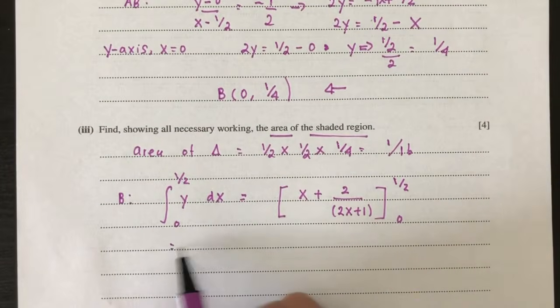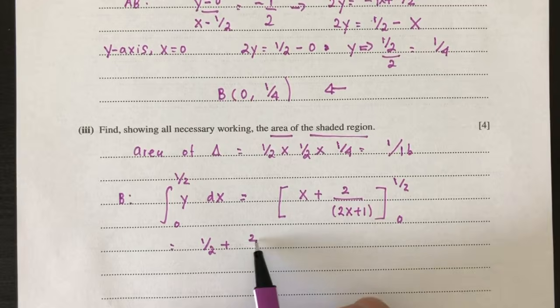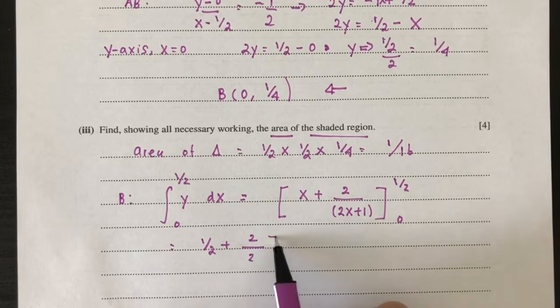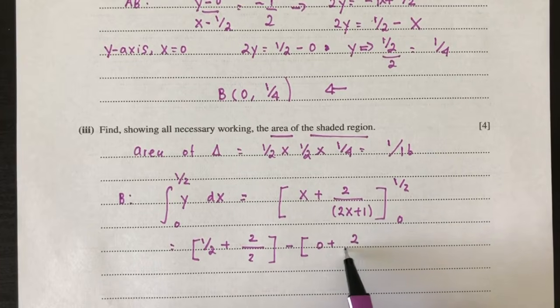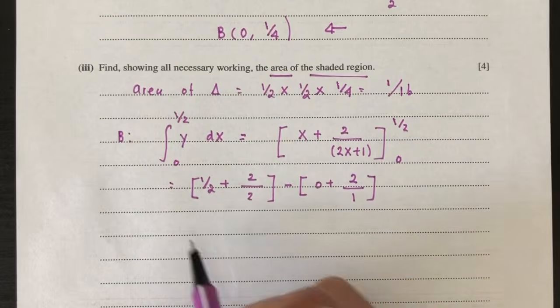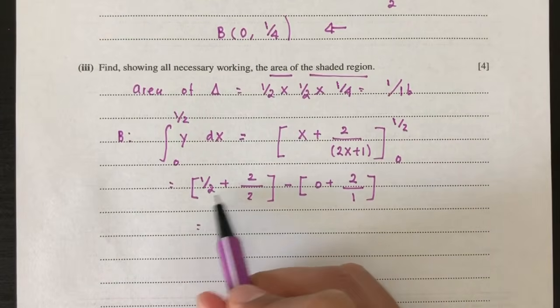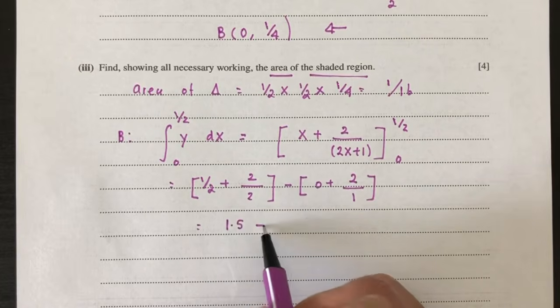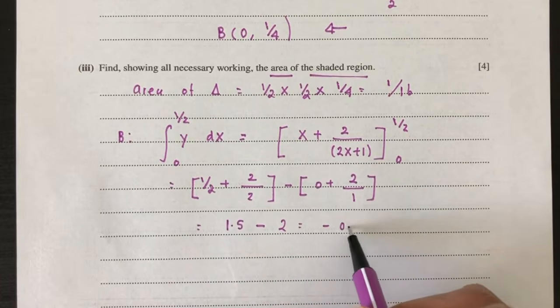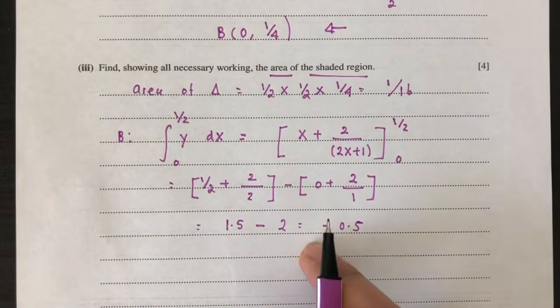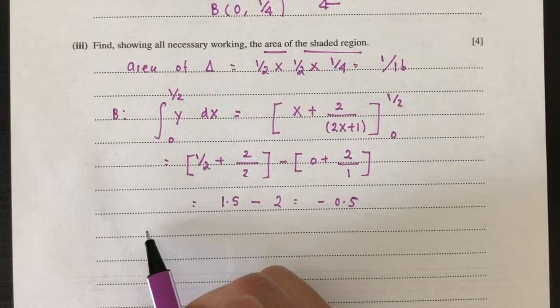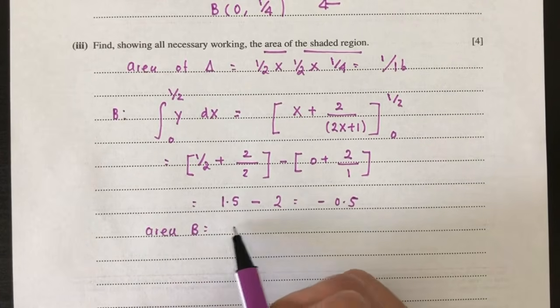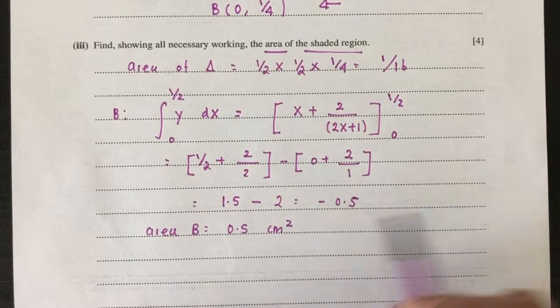Now let's solve one by one. So first one will be half plus 2 over 2 times half, which is 1 over 2, minus 0 plus 2 over 1. So simplify, this will become 1.5 minus 2, that will be minus 0.5. So the minus sign just means that this area is below the curve, that's why it's minus. But the area itself, area of B, will be 0.5 centimeter square.